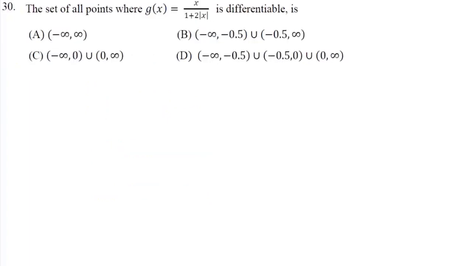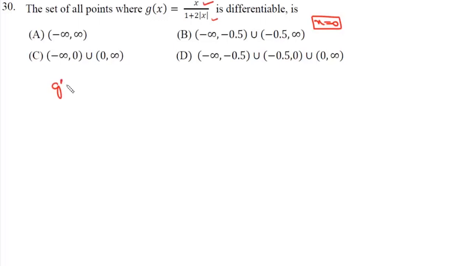Now question number 30 is find the set of all points where this function is differentiable. Now the numerator is differentiable for x belongs to R. The denominator is differentiable except for x equals 0. So this function will be differentiable for all x except at x equal to 0, and at 0 we do not know whether it is differentiable or not. So we have to check its differentiability at x equals 0.